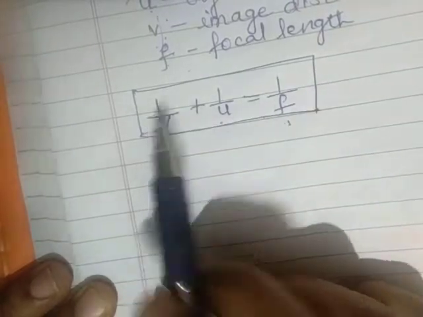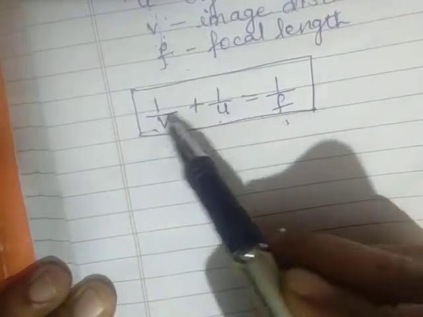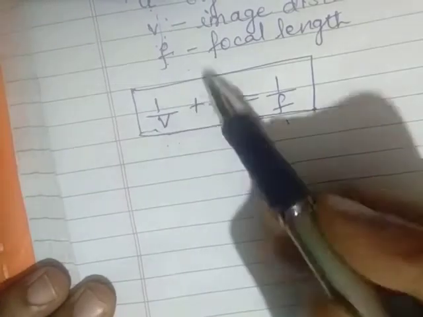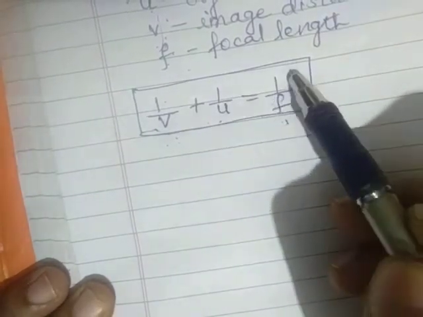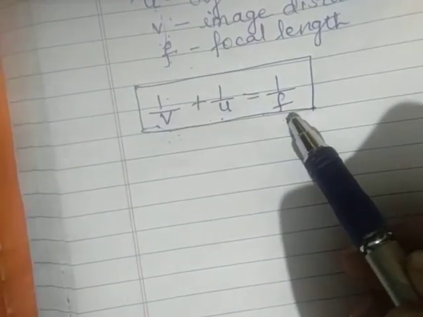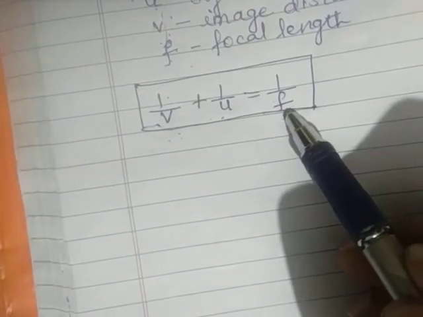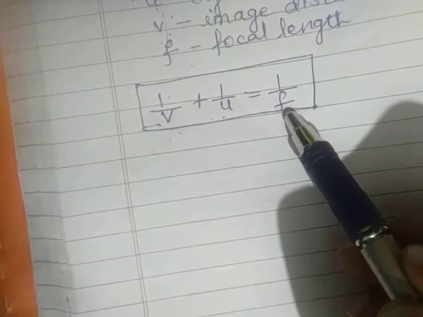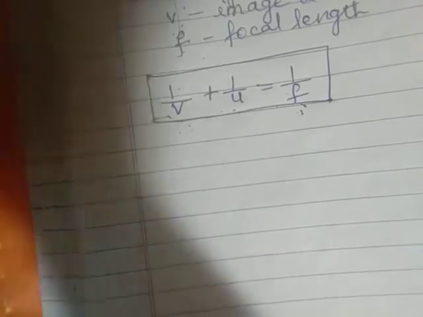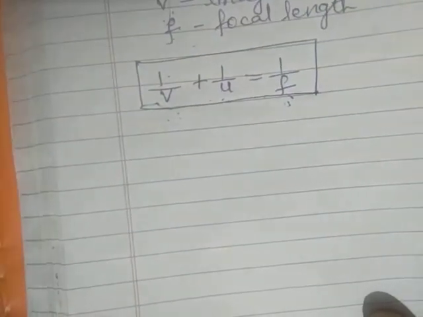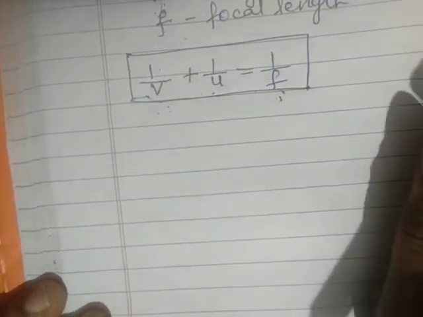So remember, students, again I am repeating, you also repeat along with me: 1 upon v plus 1 upon u is equal to 1 upon f. This is your mirror formula, which is valid for all spherical mirrors, for all positions, and under all circumstances. Now let us learn about something called magnification due to spherical mirrors.